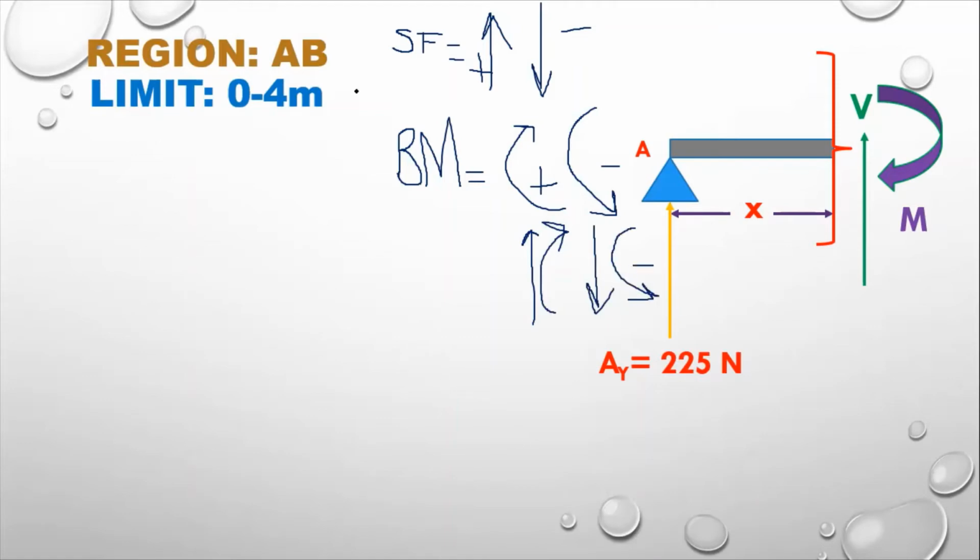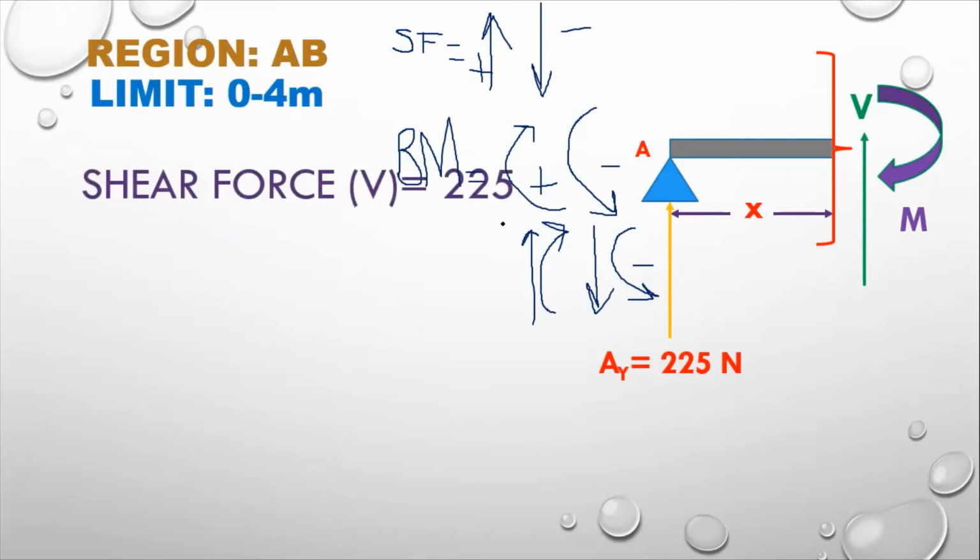So how can you take it? Let me write down the equation for this. There is only one support reaction, and that is the vertical force 225 Newton. So if we are going to sum up the shear force, there will be only one shear force value, and this is 225 Newton.